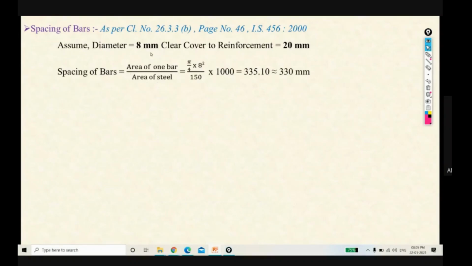So here we have assumed 8 mm diameter, so the area of one bar is pi by 4 into d square, and the total provided area of steel is 150. So pi by 4 into 8 square divided by 150 into 1000, so it is 335 mm. So approximately we will consider it is 330 mm.